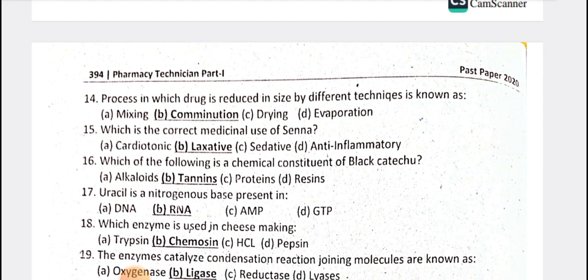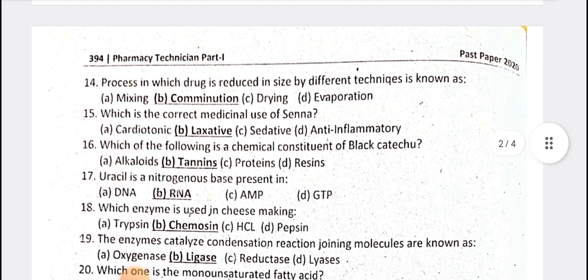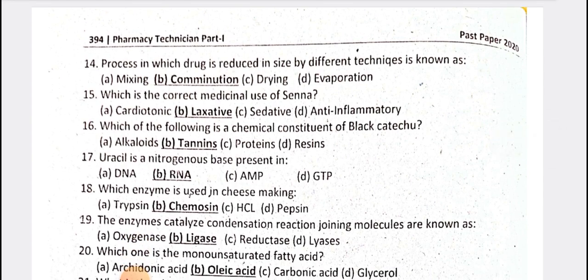Process in which a drug is reduced in size by different techniques is known as comminution. Which is the correct medicinal use of senna? Laxative. Which of the following is a chemical constituent of black catechu? Tannin. Uracil is a nitrogenous base present in RNA.